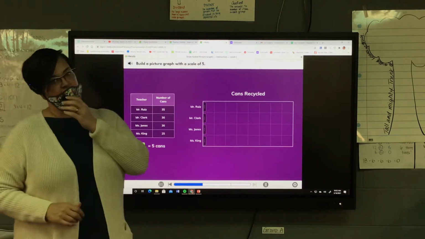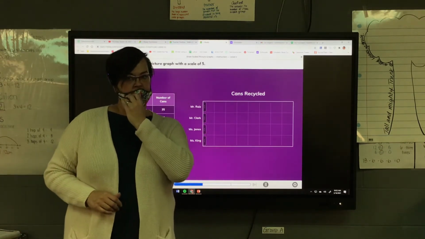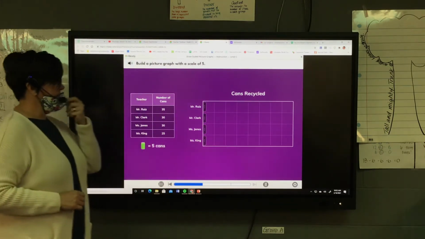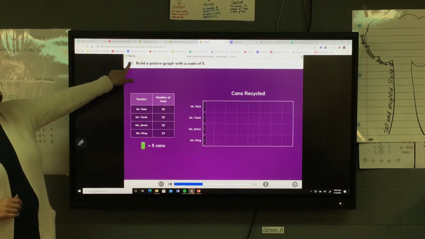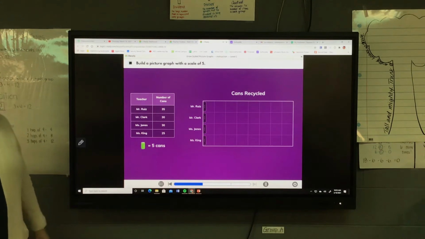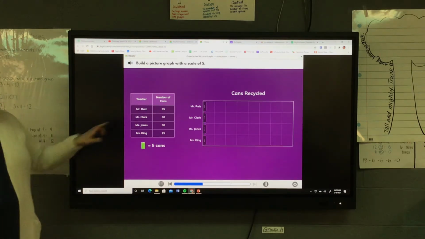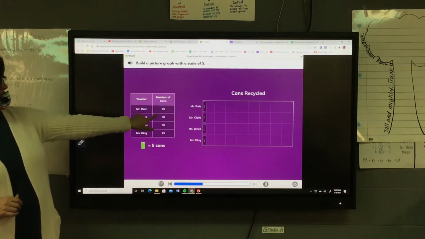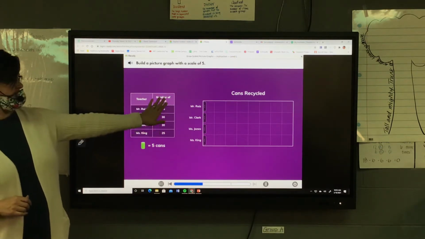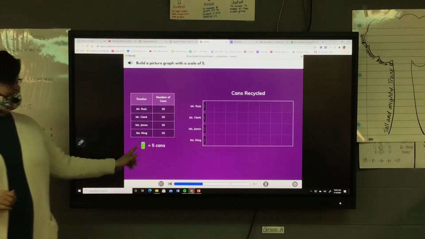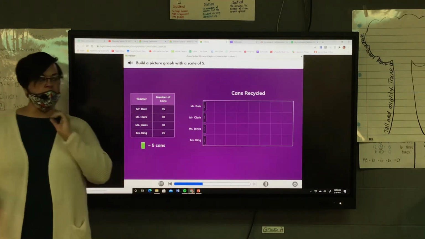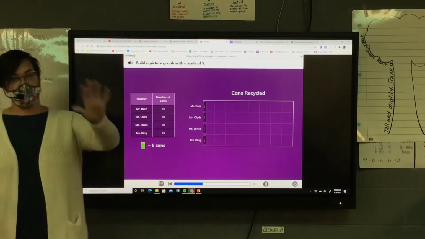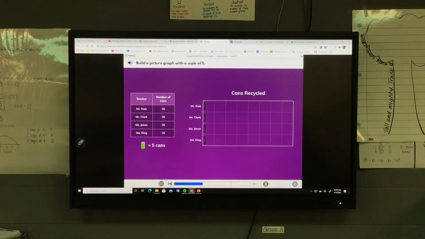And we're starting to talk about graphs in math, and specifically today, we are taking a look at picture graphs. So we're going to continue on with this. Up here it says, build a picture graph with a scale of 5. So we're going to use the information for each one of these teachers. The number of cans is over here on the right. What does each can represent? 5. So what are we skip counting by? 5s.